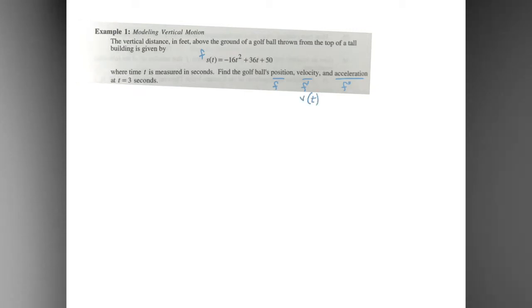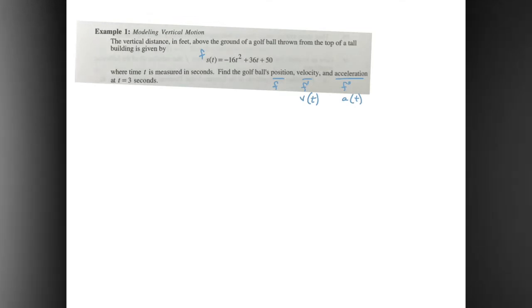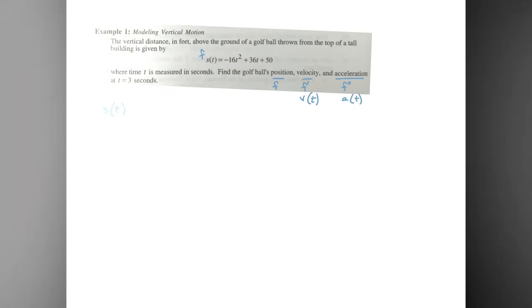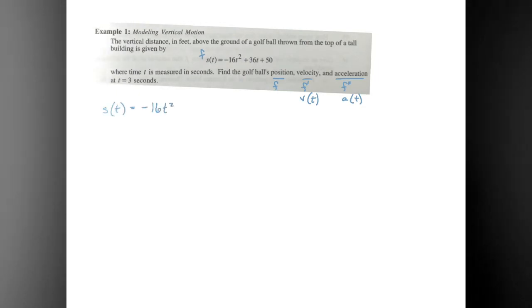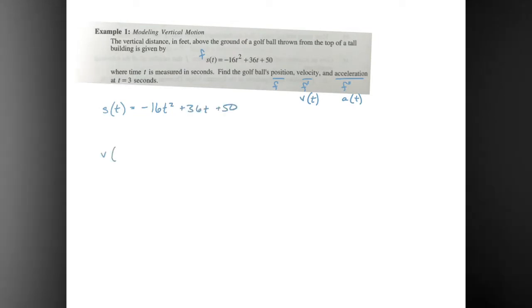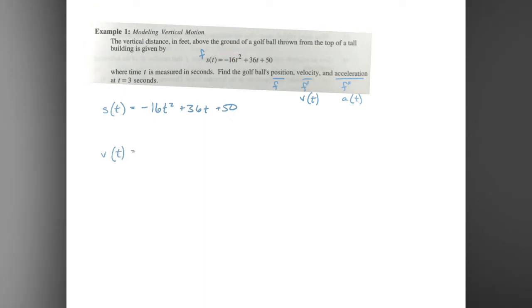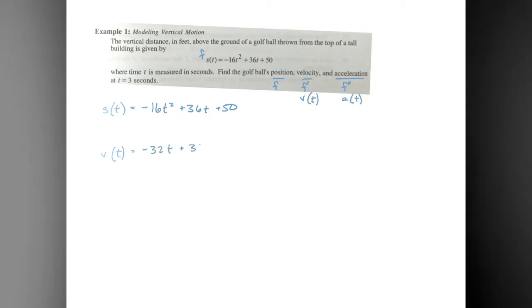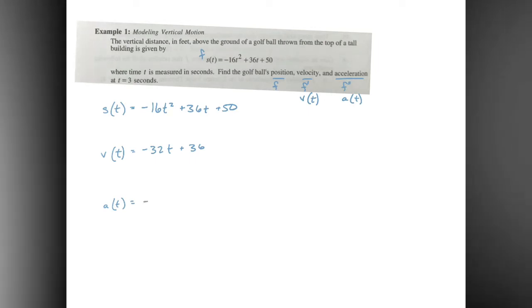So we're going to write functions for v of t and a of t, and we're going to plug 3 in for t for all three of the functions. So if I'm given s of t equals negative 16t squared plus 36t plus 50, then I know that v of t is the derivative of that, and using the power rule, it's going to be negative 32t to the first power plus 36. While we're at it, let's find the acceleration. The derivative of velocity, power rule again, is just going to be negative 32.